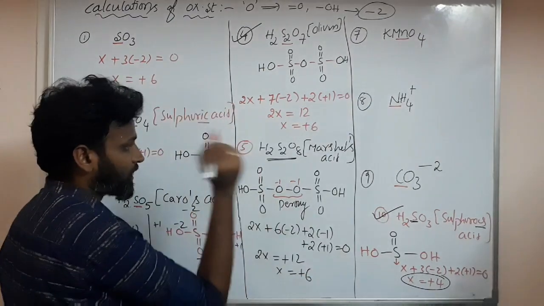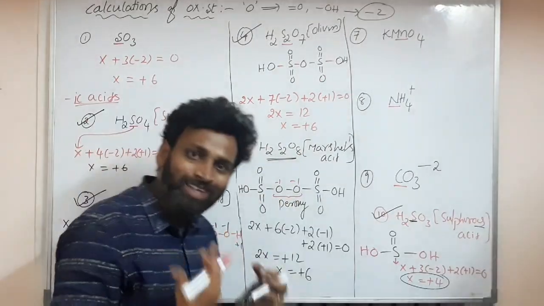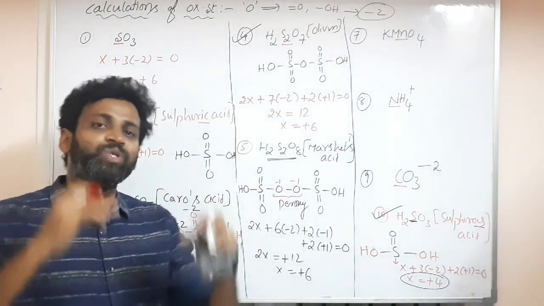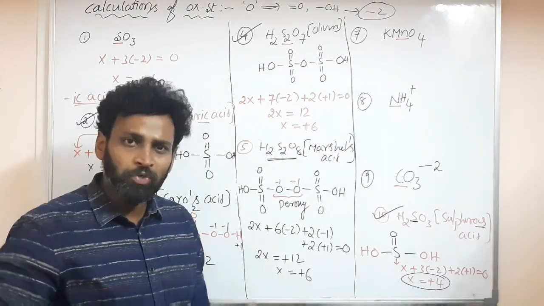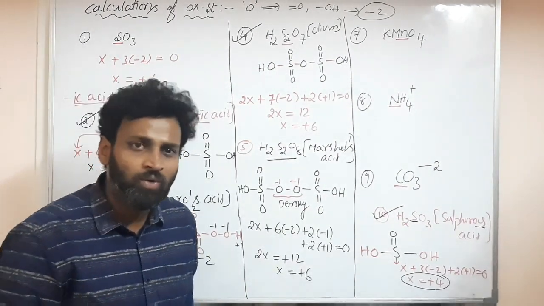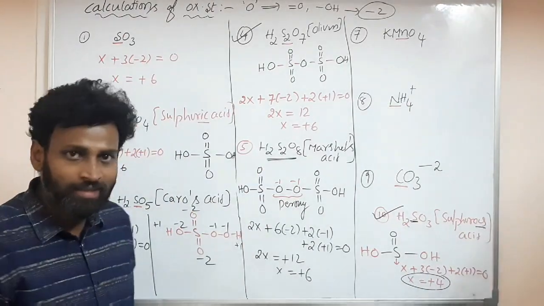If you don't know this structure, what will you do? 8 oxygens you will take, and for 8 oxygens you will take -2 only. Then 2x plus 8 into -2 plus 2 is equal to 0. Then you will get it wrong. You will get +7 for this if you calculate like that.